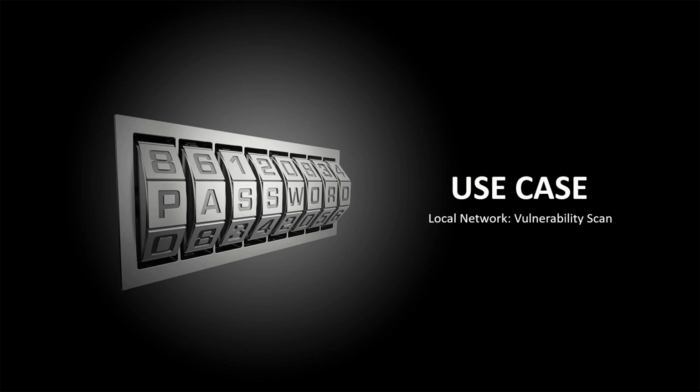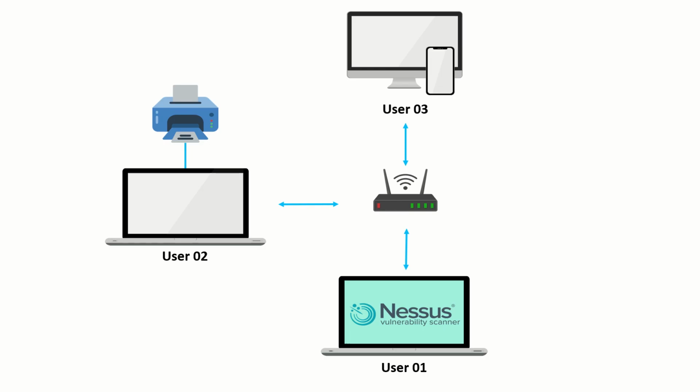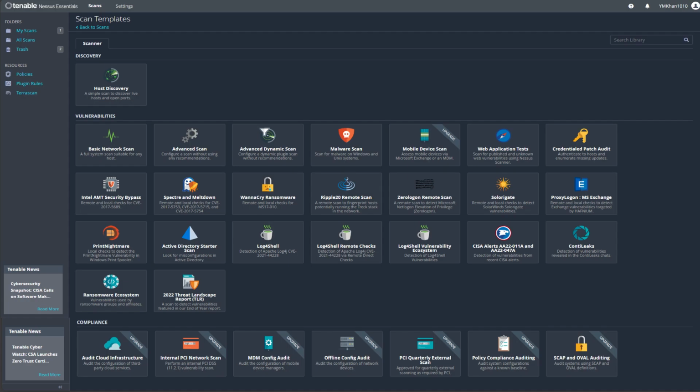Now, for the use case, we have selected a small local network that will be scanned with Nessus Vulnerability Scanner. The network consists of users connected over a local network via a configurable router. The network also includes a shared printer. In this case, the Nessus Vulnerability Scanner was configured on user 1. Here, all the available scan templates of Nessus are shown. They are divided into discovery, vulnerabilities, and compliance tabs.